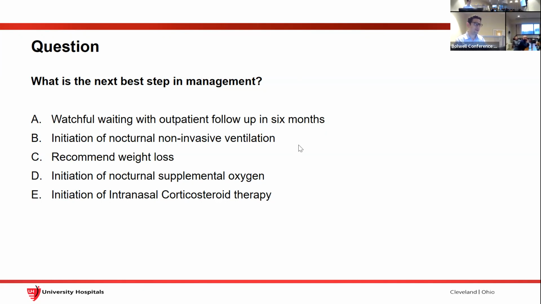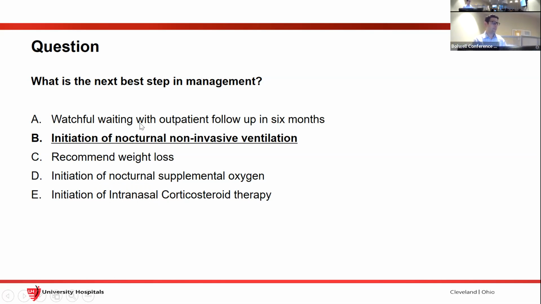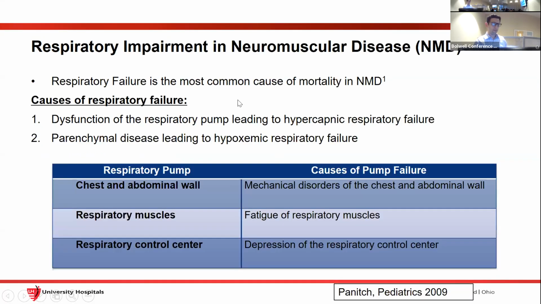B, non-invasive ventilation. That's actually the correct answer. The other ones are, so A, watchful waiting, that's not correct, right? That's more, this comes from the CHAT study, for children with mild AHI range where you can wait 6 months. C, recommend weight loss. That would be in someone who has OSA but without neuromuscular weakness. D, nocturnal supplemental oxygen. The issue here is hypoventilation. Supplemental oxygen wouldn't help the hypoventilation. And the initiation of intranasal corticosteroid, again, that would be for someone with nasal obstruction, but no neuromuscular weakness.